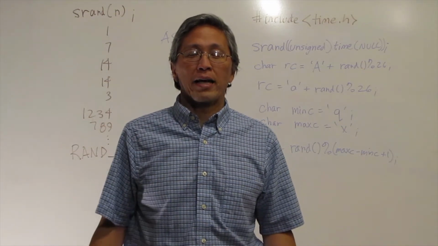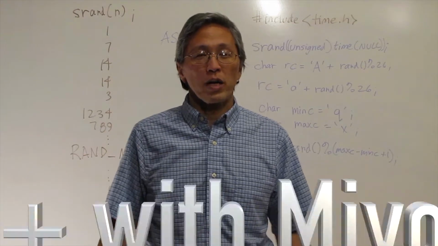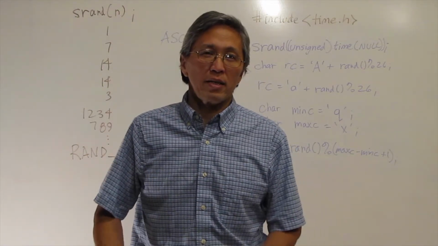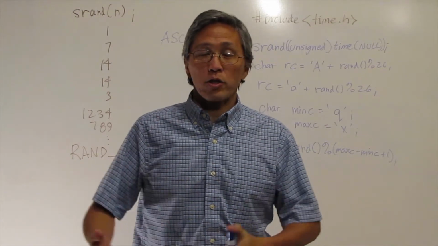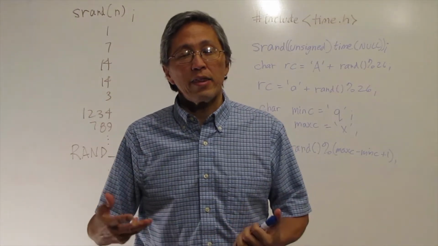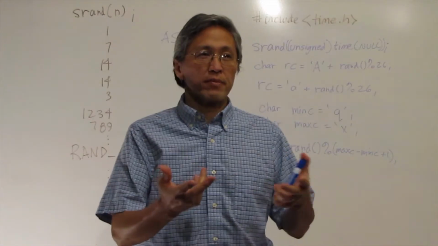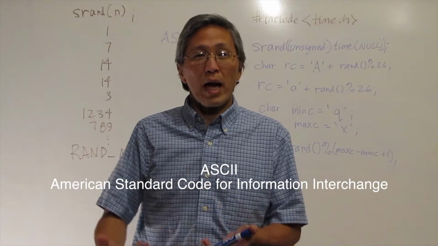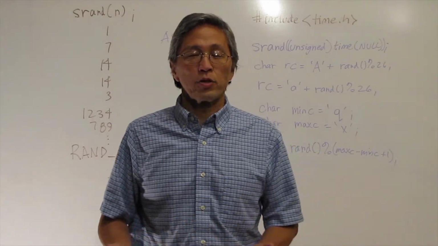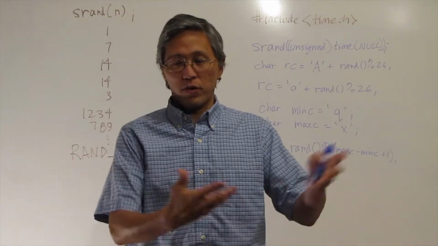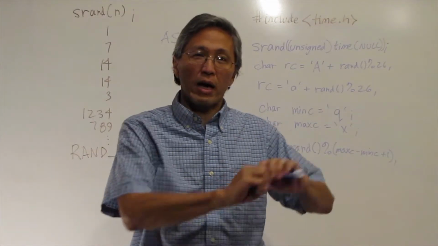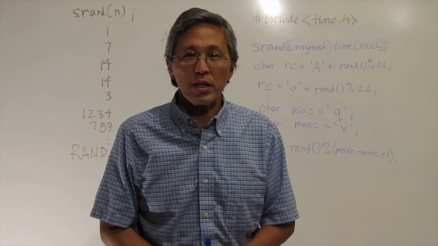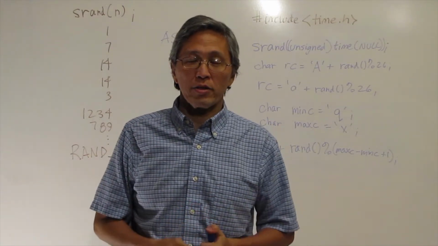I want to talk about the last type of random numbers, and that is random characters. Random characters really are random numbers, because the characters you see on the screen are really ASCII characters. They are, in reality, just integers, and those integers get converted by the computer and output to the screen as the characters you see. So that's why we can think of them as random numbers.